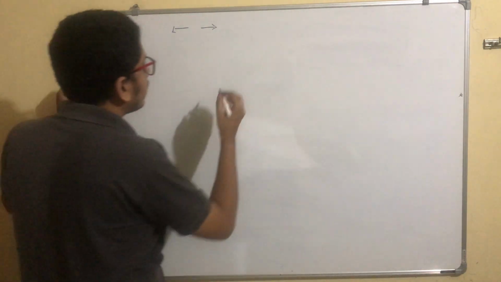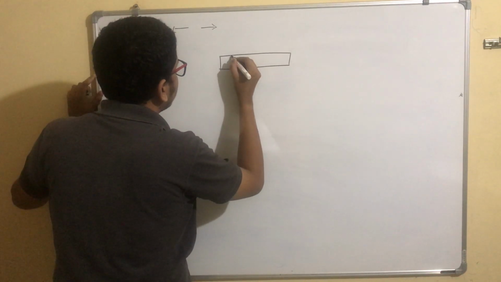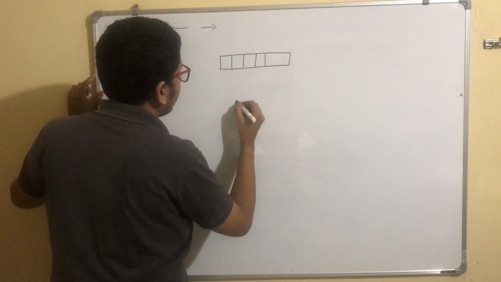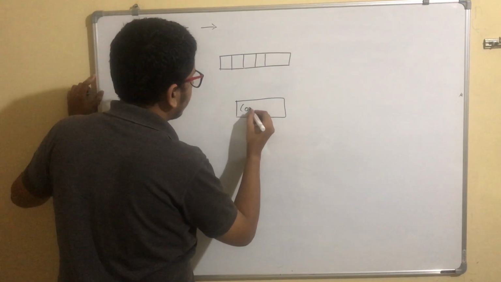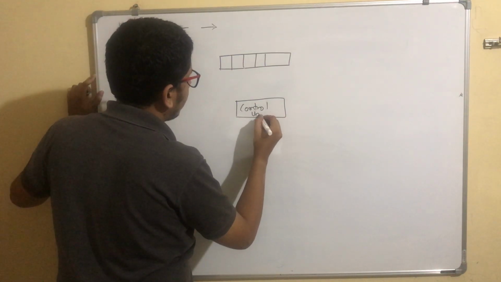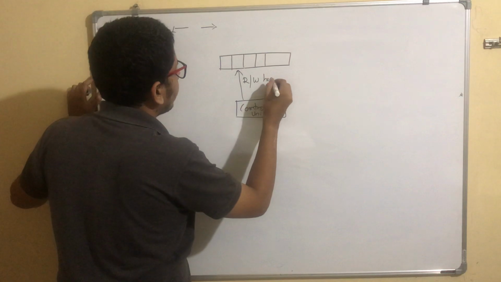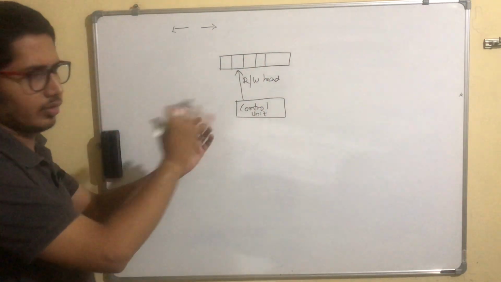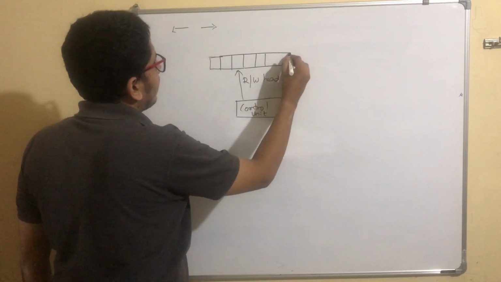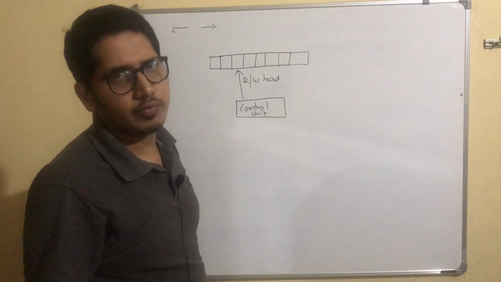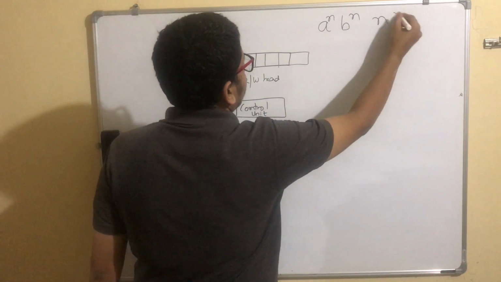In a Turing machine you have something known as the tape, like this. Then there will be the control unit, also known as the finite control, and then there will be a read-write head. On the tape we give the input, then the Turing machine reads it. Let's say we are going to design a Turing machine for the language a raised to n, b raised to n, where n is greater than or equal to 1.